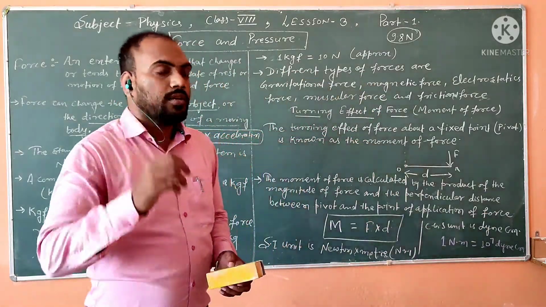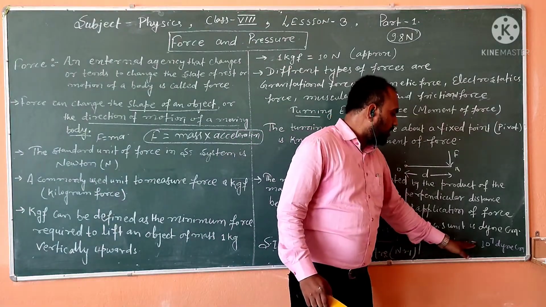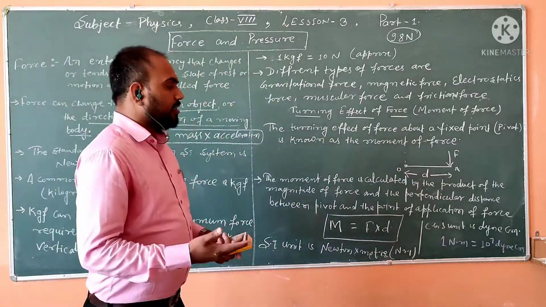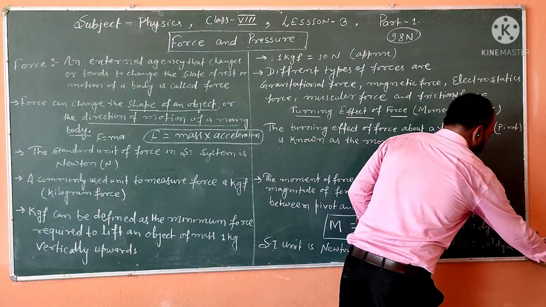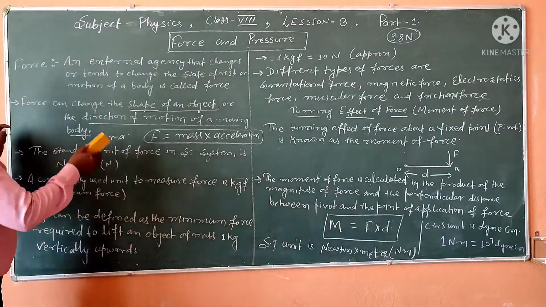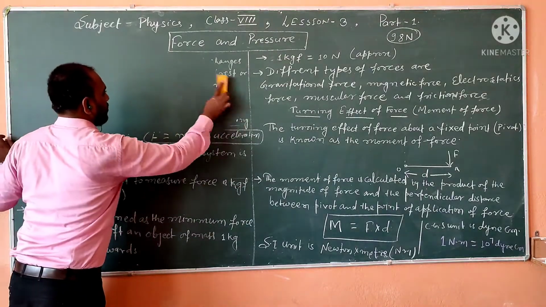There is a question with you all. It should be, sir, why is 1 Newton meter equal to 10 to the power 7 dyne centimeter? How can it come? Please explain. Okay? I am just going to explain how 1 Newton meter is equal to 10 to the power 7 dyne centimeter.